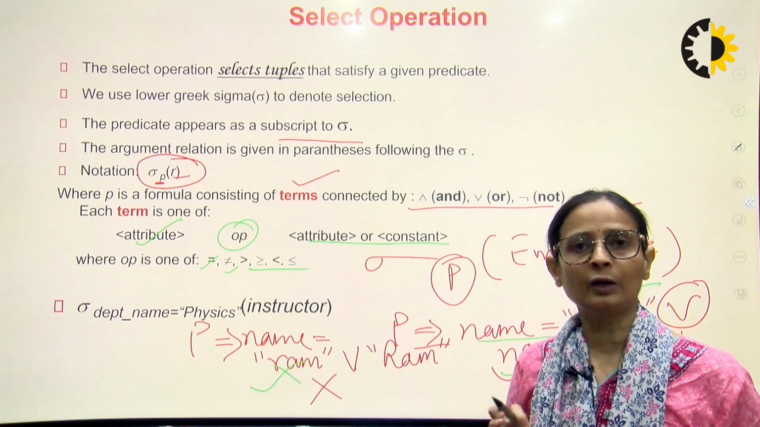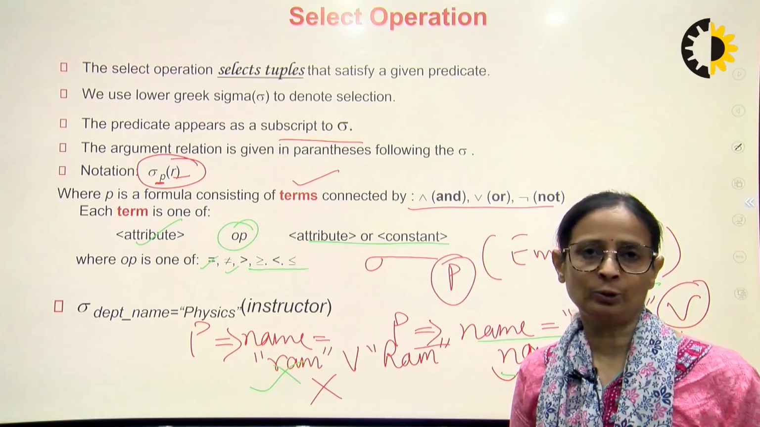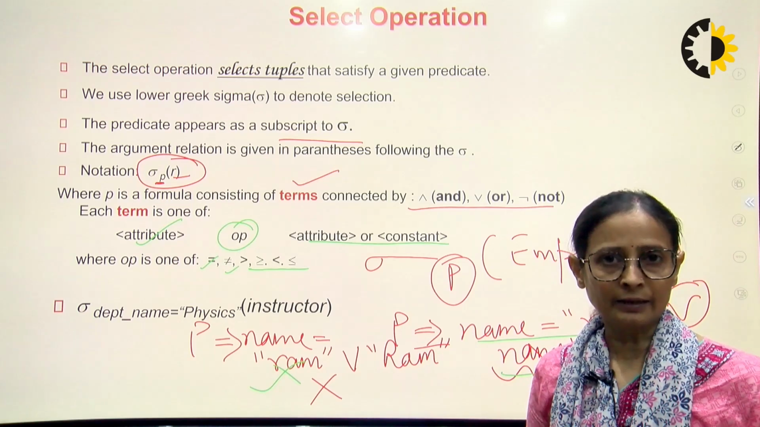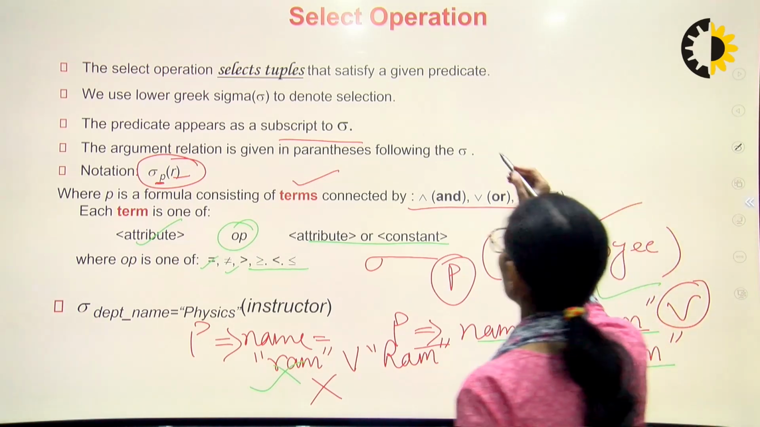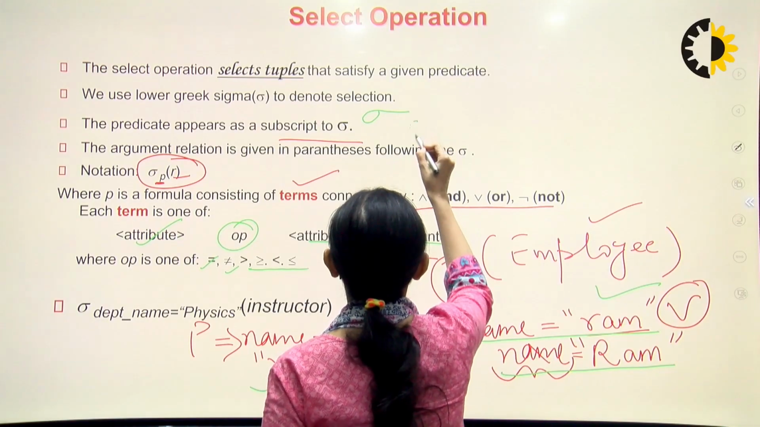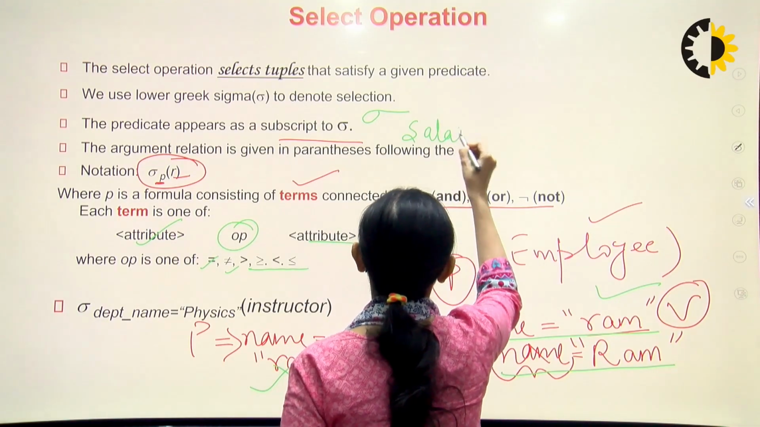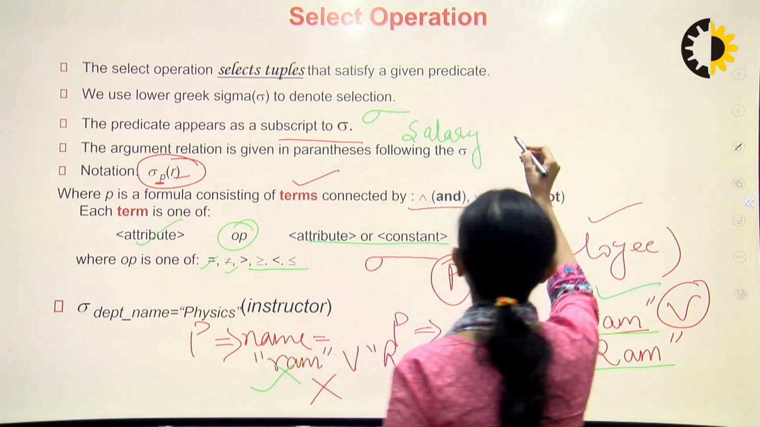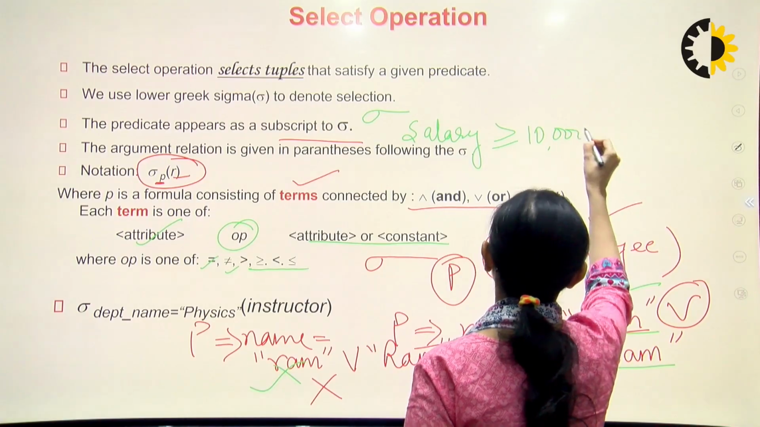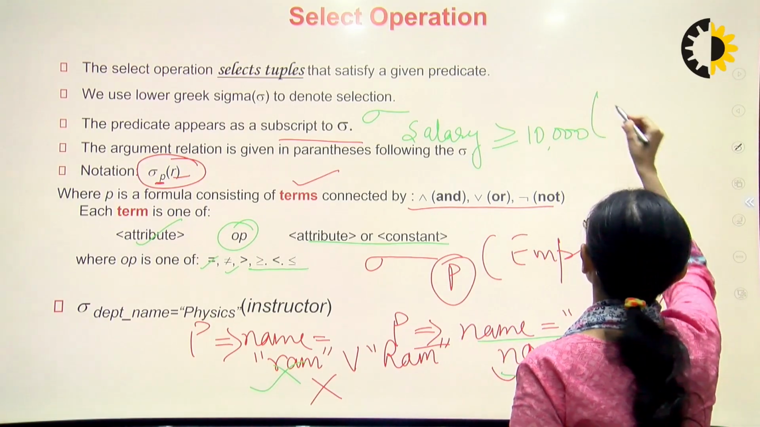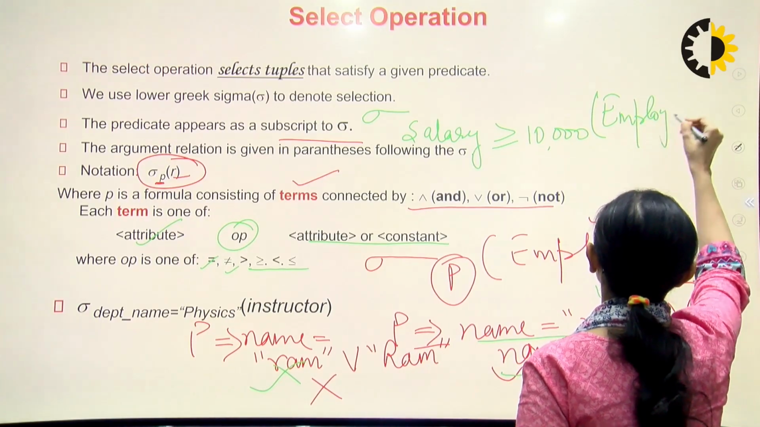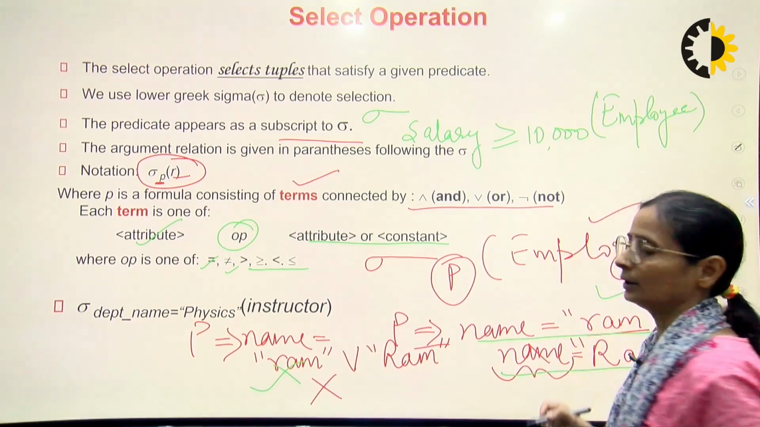For example, I want to select all those employees whose salary is greater than 10,000. Then in that case, how will I write the select operation? Sigma, then let's suppose my column name is salary, in this case greater than or equal to 10,000. And then the name of the relation, let's suppose it is again employee.